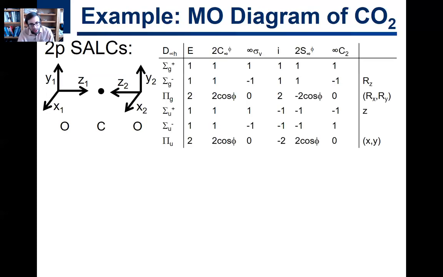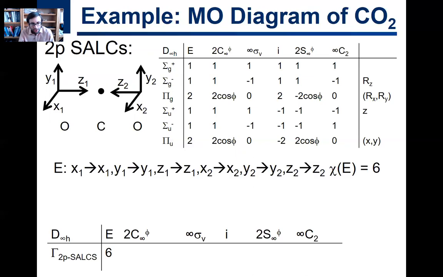And now I'm pulling up the D infinity h character table, and we have a similar situation here to what we did for the 2s orbitals, but we have to make a 6 by 6 matrix effectively, right?